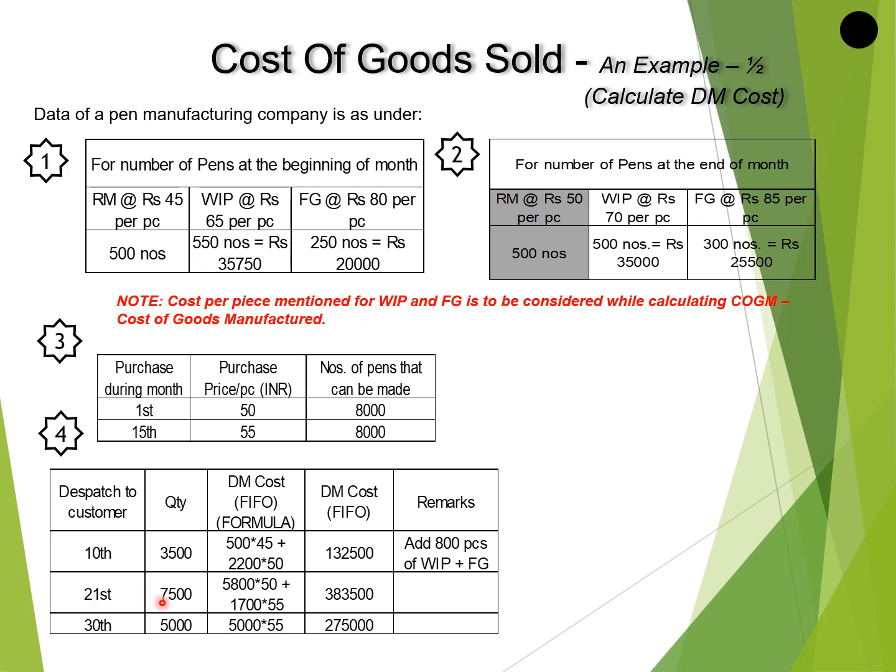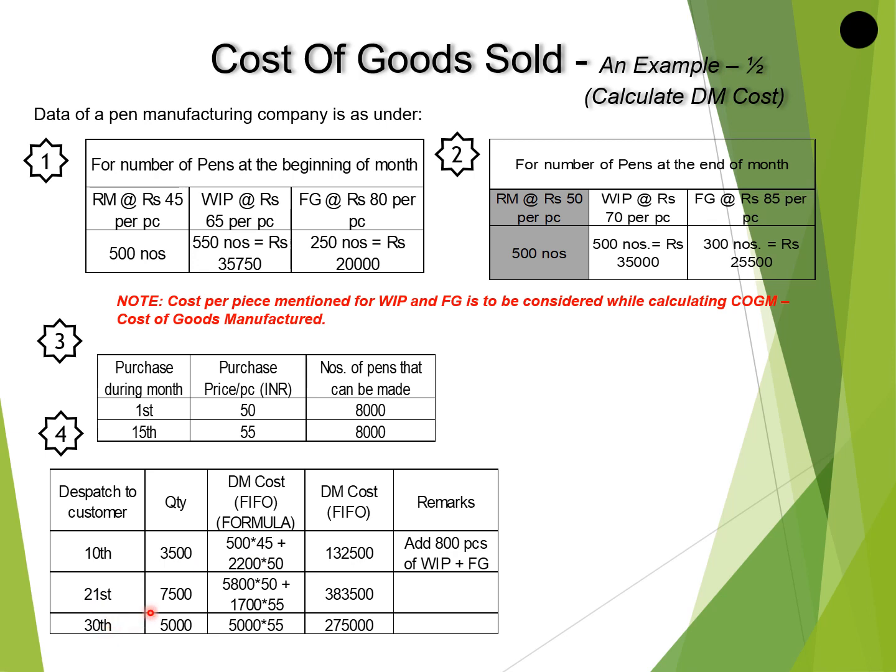On 21st, we dispatched 7,500 pieces. So from this lot, we already have taken 2,200. How much have we left with? 8,000 minus 2,200 is 5,800. So 5800 into 50 we dispatched from this lot, plus we took 1700 from the fresh one. 1700 into 55, that is 3,83,500 was the direct material cost on 21st.